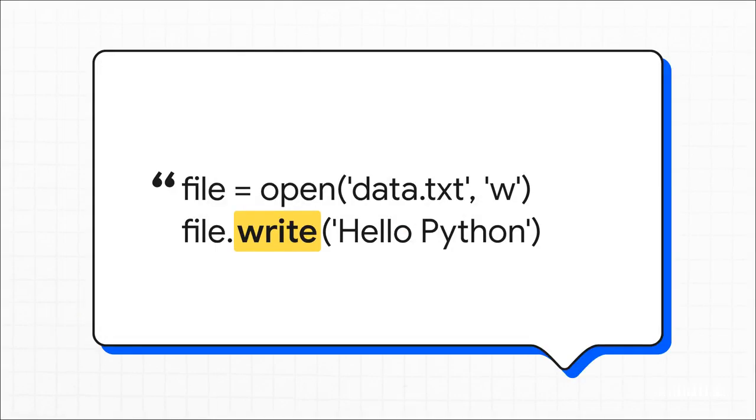And here's the code for it. First, we open data.txt in write mode. And hey, if that file doesn't even exist yet, Python will just create it for us, which is pretty handy. Then we use the .write method to put the string hello Python into it. And of course, we call file.close to lock in those changes. If you ran this code, you'd find a new file on your computer with just that one line in it.